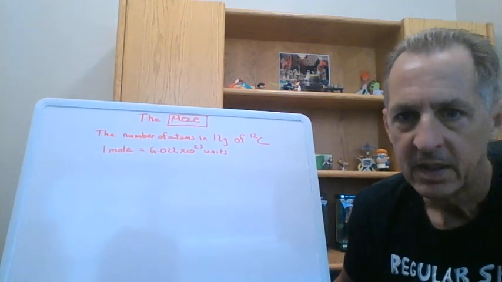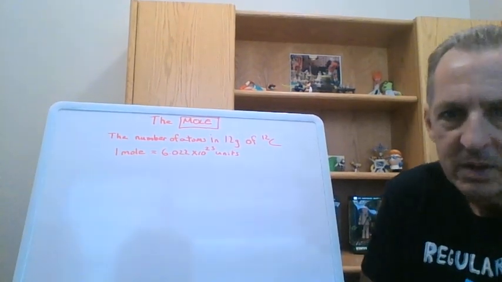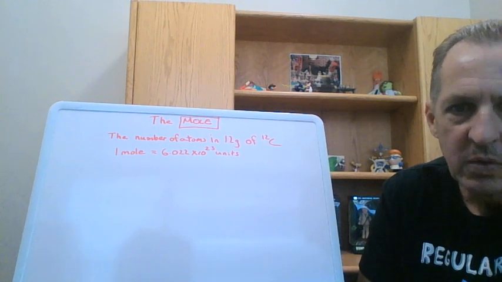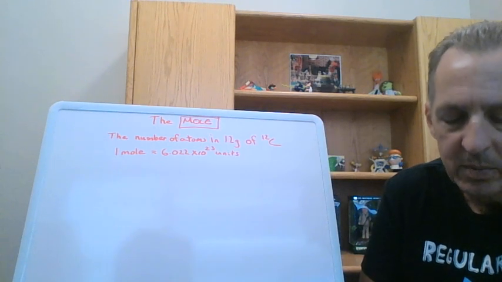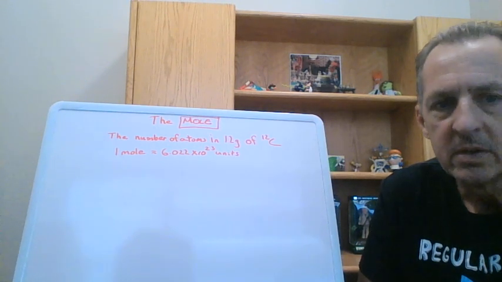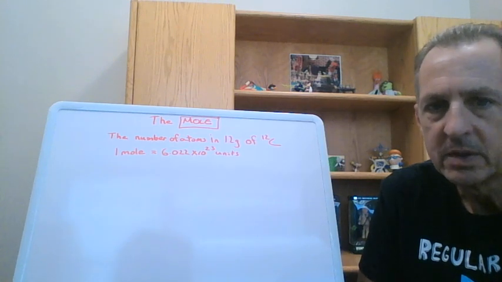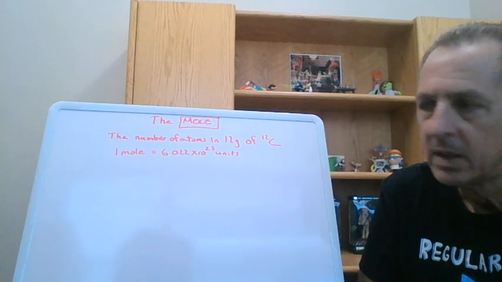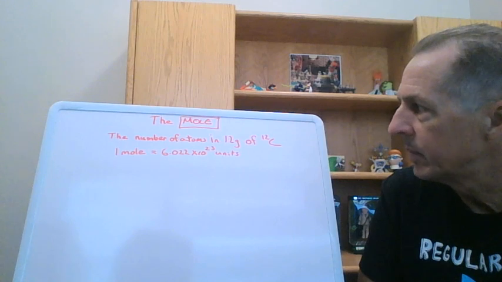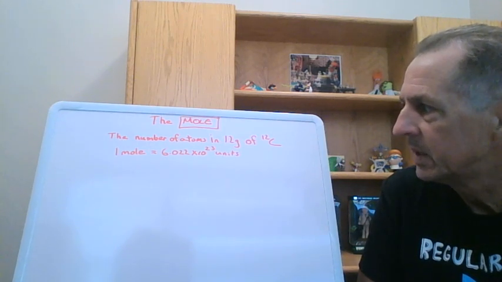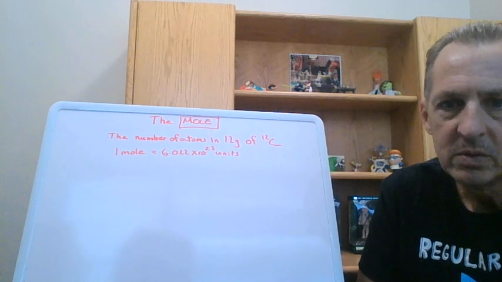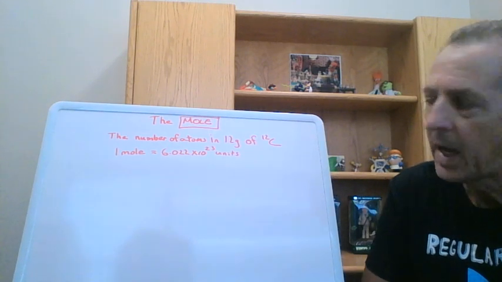Right? And so a mole is the number of atoms in 12 grams of carbon-12. And remember that there are different isotopes. We have carbon-13, carbon-14, and carbon-12. So if you had 12 grams of carbon-12, you'd have a mole of carbon atoms, and that would be 6.022 times 10 to the 23 atoms.